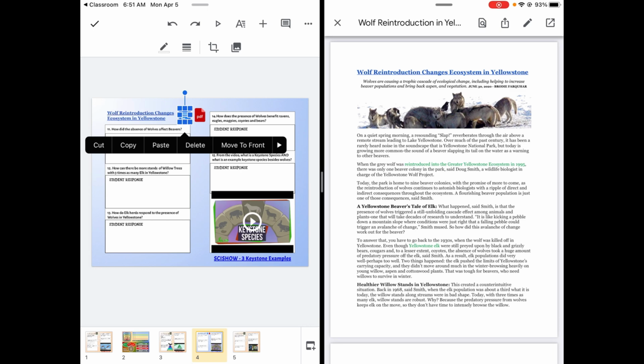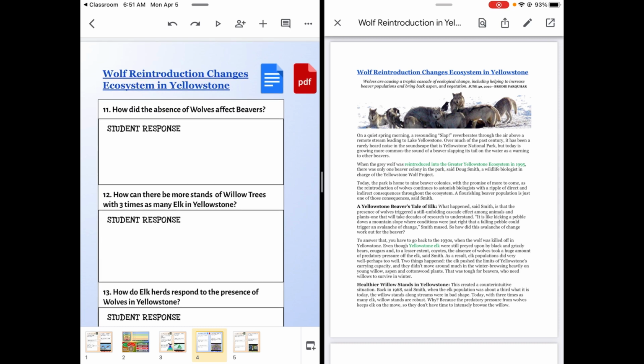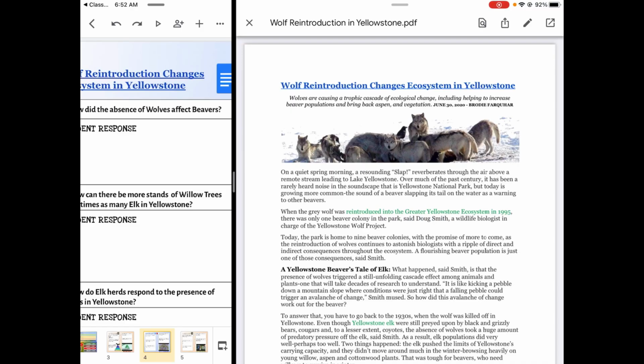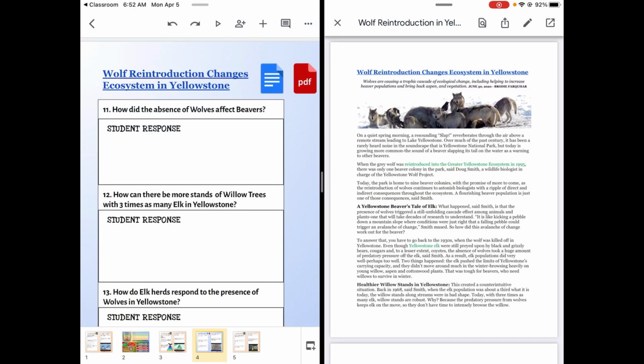And so we're going to read about the Yellowstone wolf reintroduction, which took place in 1995. How did the absence of wolves affect beavers? So we're going to read for that, because what's interesting is wolves and beavers are a keystone species. And so, right there in the first couple paragraphs, they start referencing beavers and how they are today. But you also have to compare that to how they were in the past when the wolves were gone.